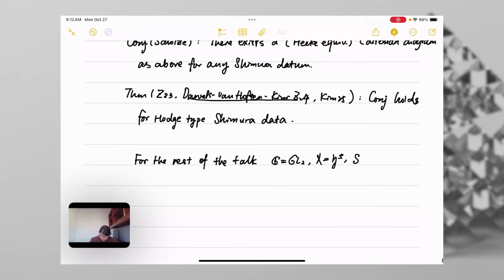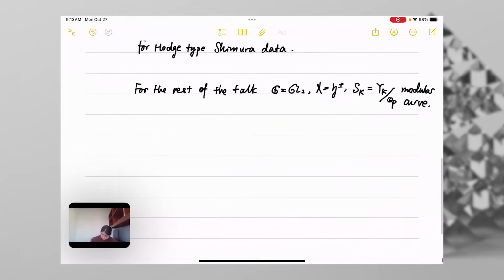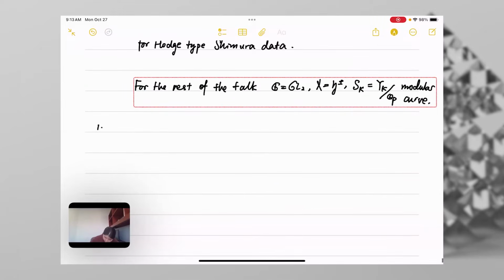In this case, the symmetric space is the union of the complex upper and lower half plane, and the Shimura variety is the modular curve, which is a familiar object. So let me start by recalling the construction of the Hodge-Tate and Bhargav-Laszlo maps.